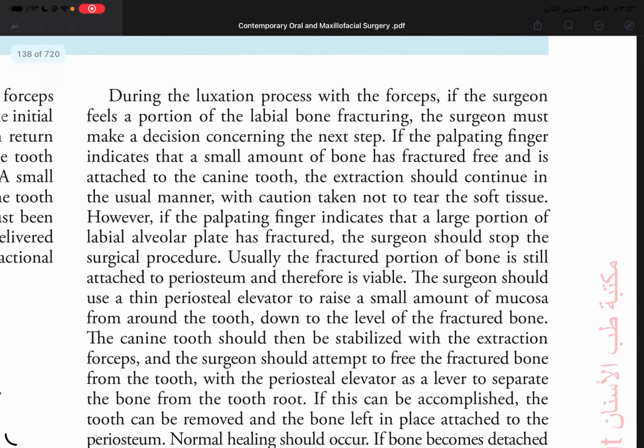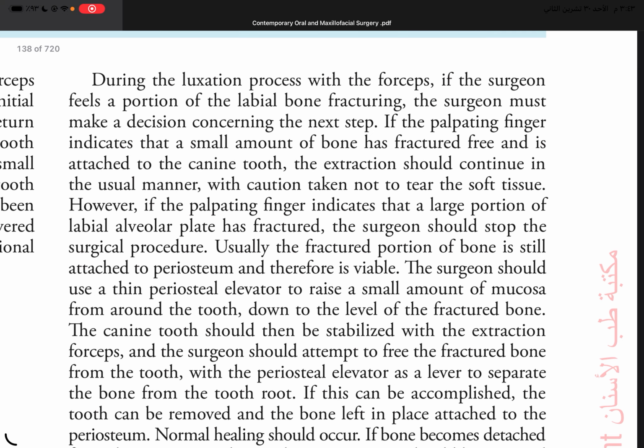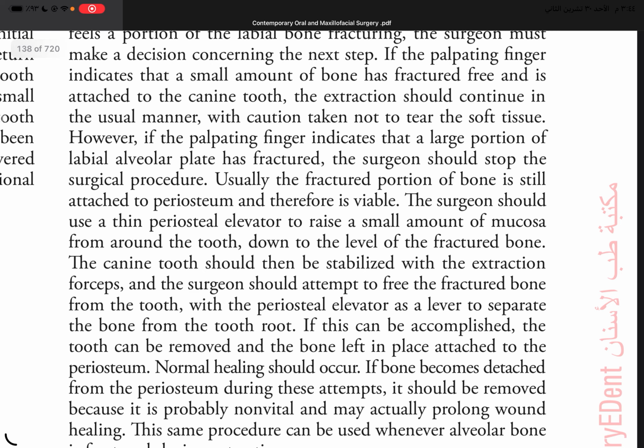During the luxation process with the forceps, if the surgeon feels a portion of the labial bone fracturing, the surgeon must make a decision concerning the next step. If the palpation finger indicates that a small amount of bone has fractured free and is attached to the canine tooth, the extraction should continue in the usual manner, with caution taken not to tear the soft tissue. However, if the palpation finger indicates that a large portion of the labial alveolar bone has fractured, the surgeon should stop the surgical procedure.